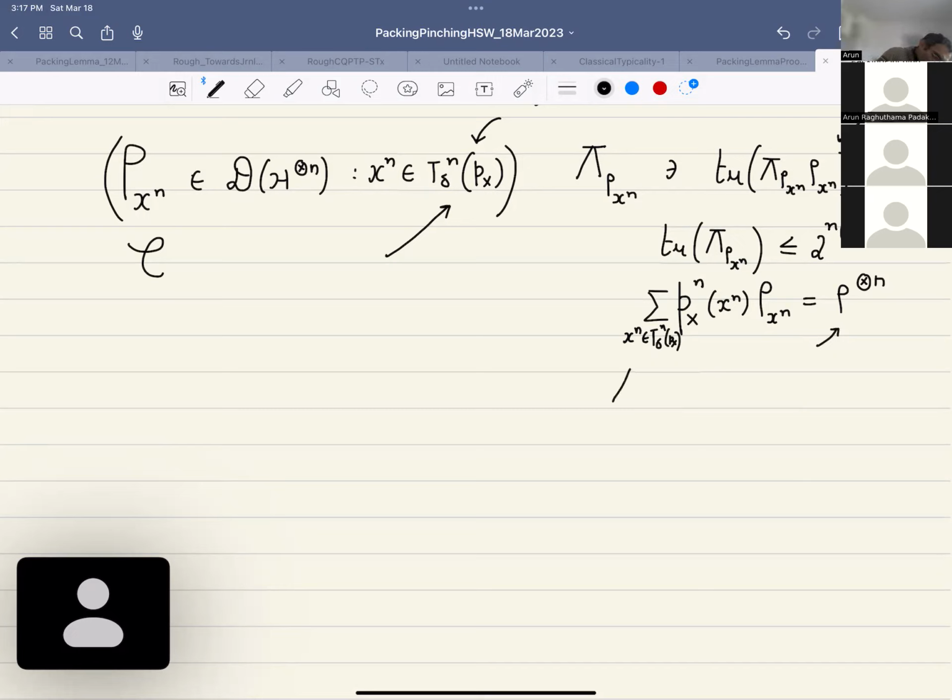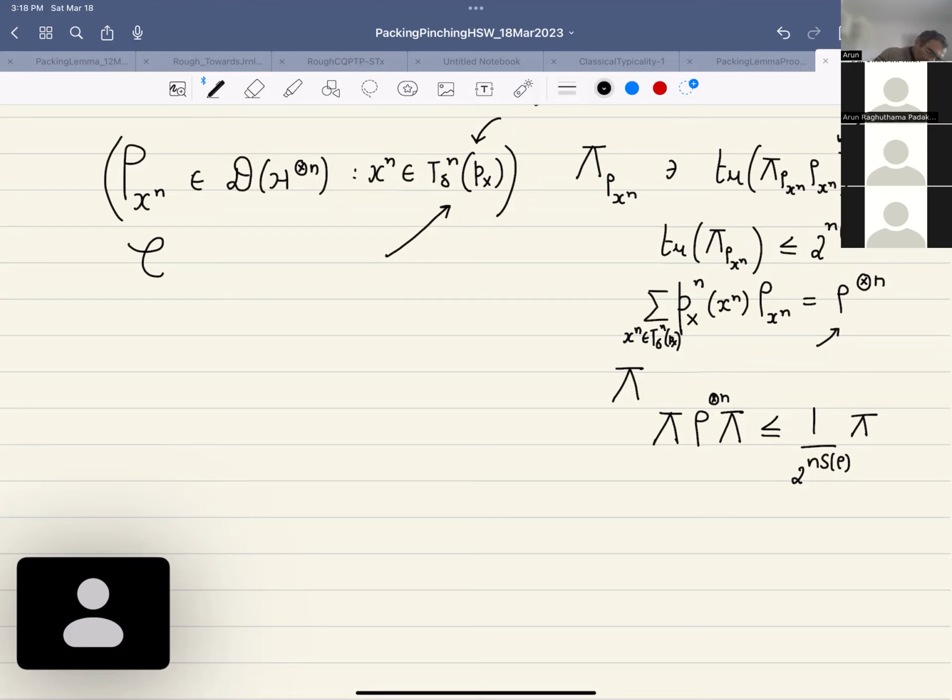I know there is a projector pi on rho tensor n, an ambient projector, right? And I also know if I do pi rho pi, remember this is one of the statements of unconditional typicality. There's an operator inequality I told you. This we know: it is 1 by 2 power n s of rho tensor n pi. This is one of the elements of the typicality proofs.